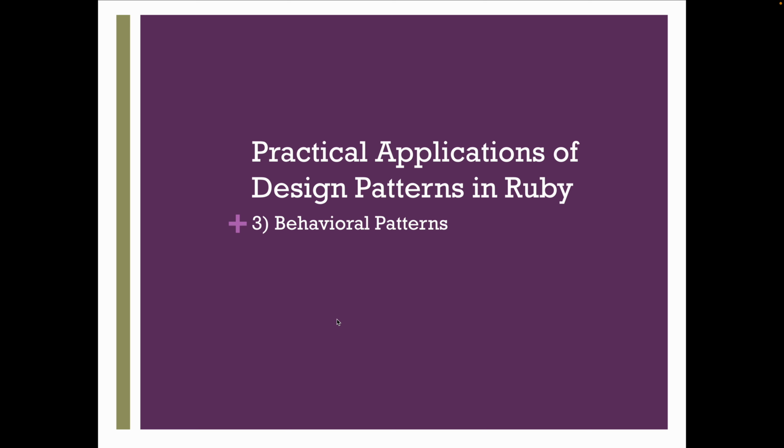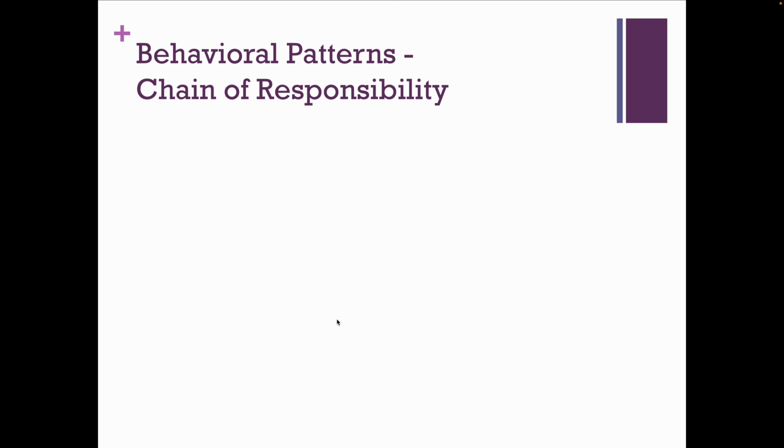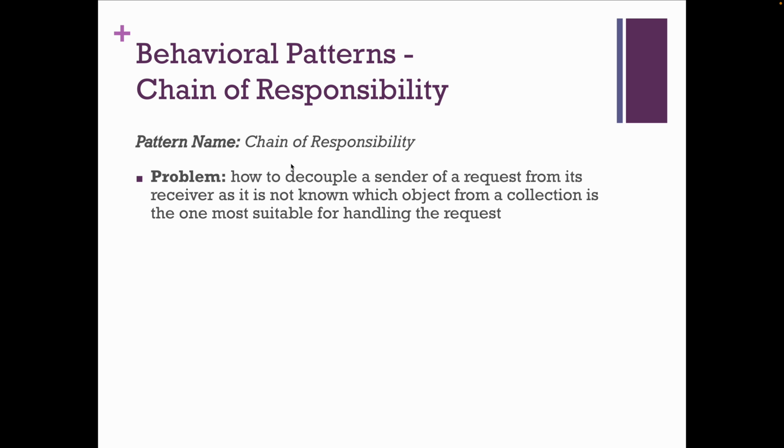So, okay, we finished the first two categories. That's pretty good. So we're finally at the last category, behavioral patterns, which is the most important category in my opinion. This is the category I use, the patterns that I use the most at work. Chain of responsibility is how to decouple a sender of a request from its receiver so that it is not known which object from a collection of objects will be most suitable for handling the request. So kind of like fire and forget.